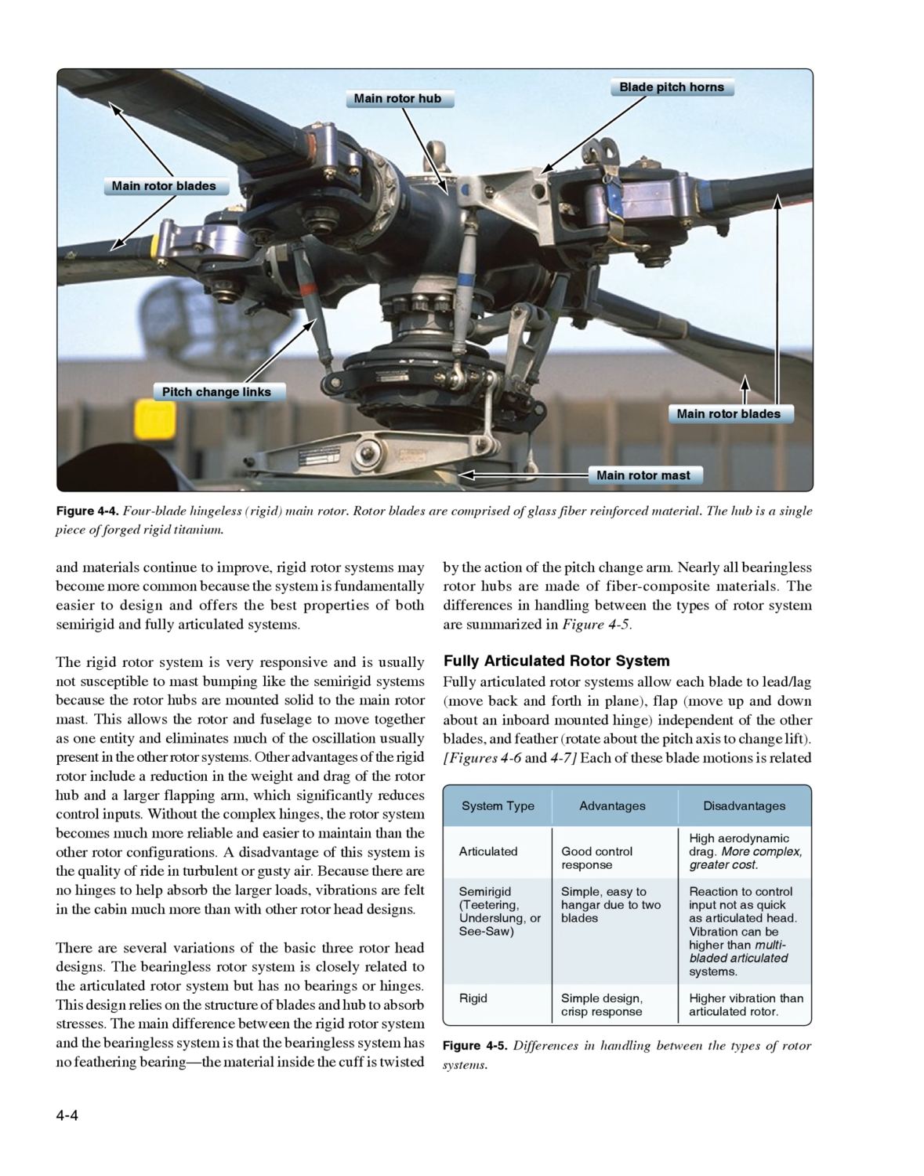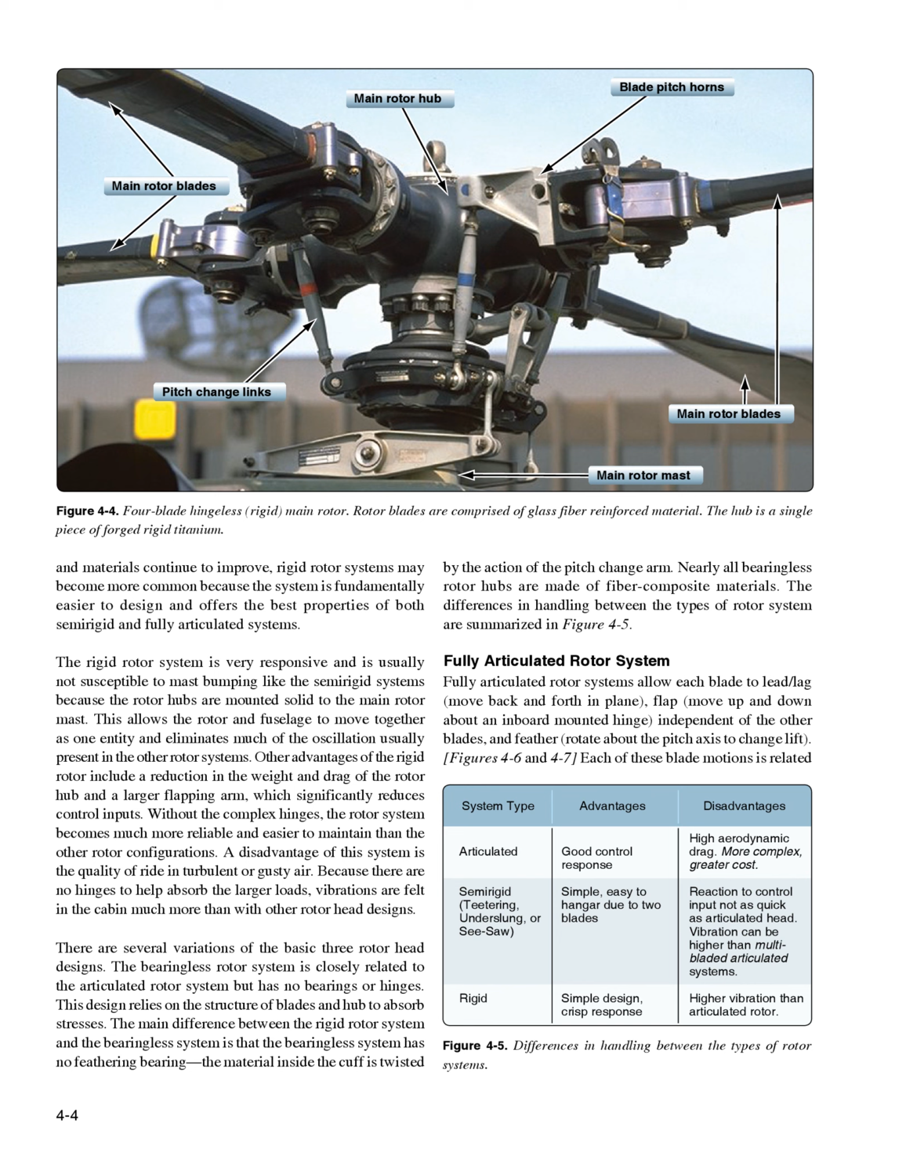Other advantages of the rigid rotor include a reduction in the weight and drag of the rotor hub and a larger flapping arm, which significantly reduces control inputs. Without the complex hinges, the rotor system becomes much more reliable and easier to maintain than the other rotor configurations. A disadvantage of this system is the quality of ride in turbulent or gusty air. Because there are no hinges to help absorb the larger loads, vibrations are felt in the cabin much more than with other rotor head designs.